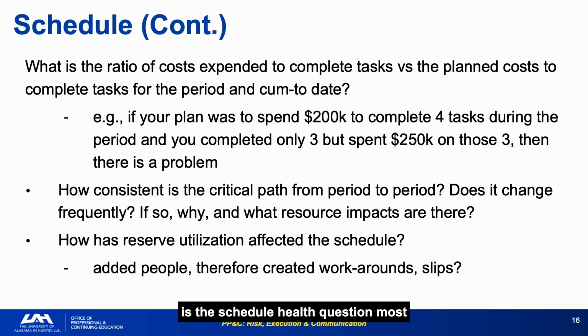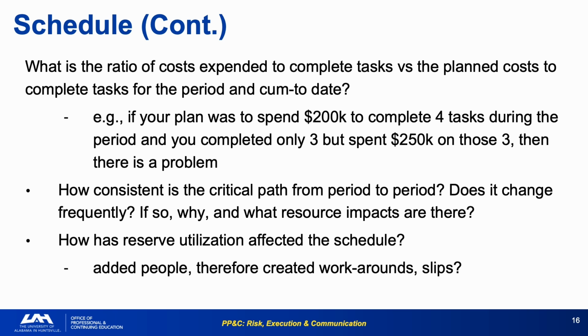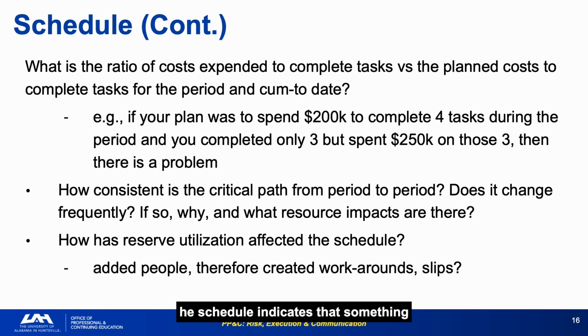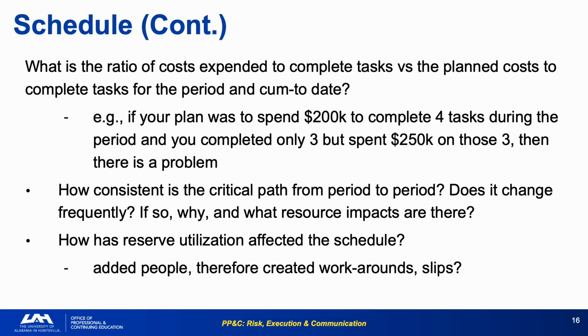Critical path consistency is the schedule health question most analysts forget to ask. A critical path that changes monthly is a structural problem, not a scheduling adjustment. It means the network logic itself is unstable. Track critical path composition month over month, not just critical path dates. When the tasks on the critical path change frequently, the schedule indicates that something fundamental about the program's sequencing is unstable.